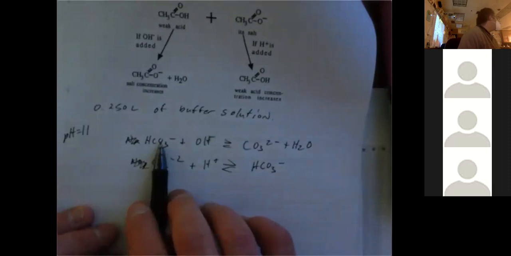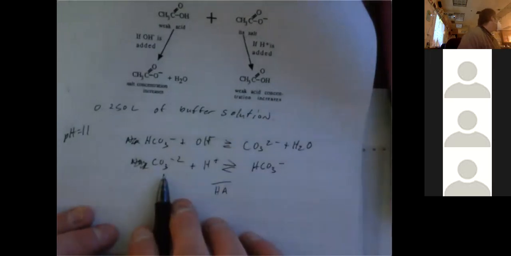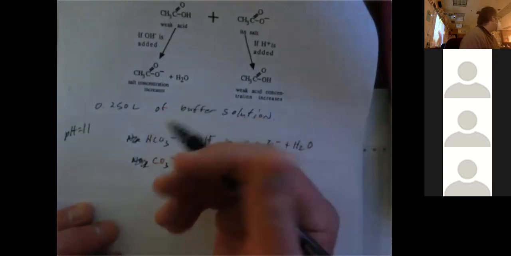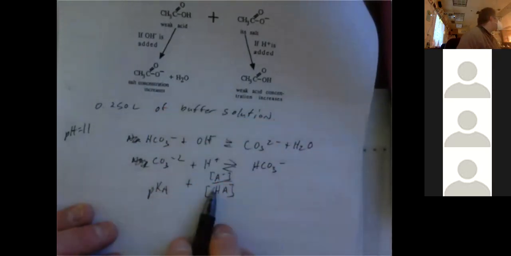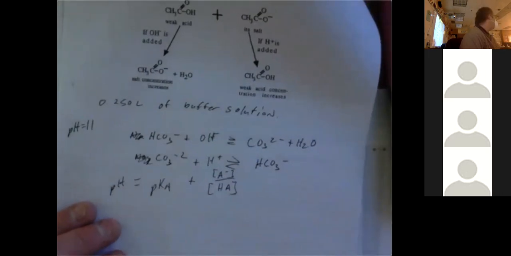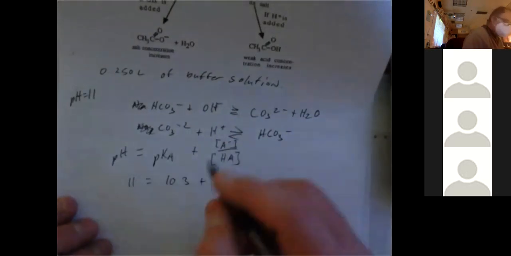So this is our HA. And this is our A minus. We look at the Henderson-Hasselbalch equation. pKa plus this will equal pH. Well, what is the pH? 11. What is the pKa? Yeah, right. It was real close to it. 10 something. 10.3. All right, I'm just going to go with you guys because I don't want to waste time. 10.3. If this is wrong, I just want you to realize that I didn't have time to recheck it.